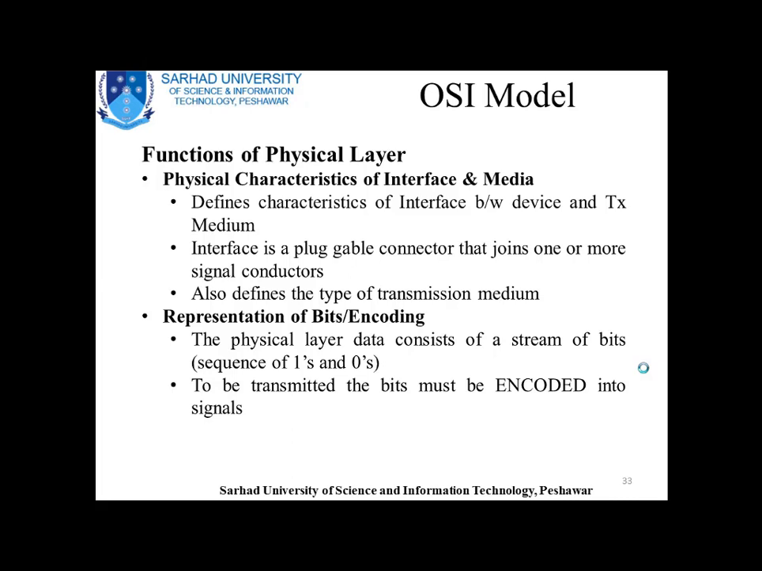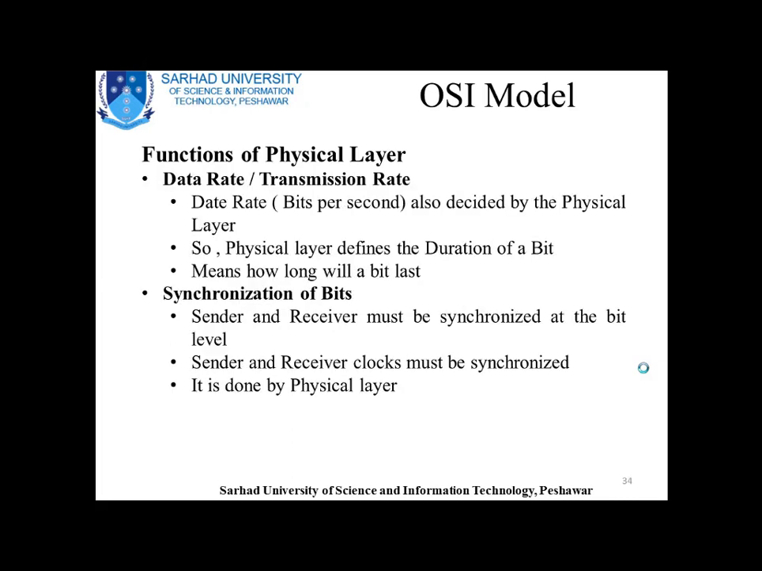We use different modulation techniques. I hope you have studied different modulation techniques and line coding techniques. Basically, in an analog system we use modulation, and for a digital system we use line coding. In both cases, bits need to be converted into the shape of a signal. For that reason, we have to represent the bits in terms of a signal, either analog or digital, and for that purpose the physical layer uses modulation or line coding techniques.